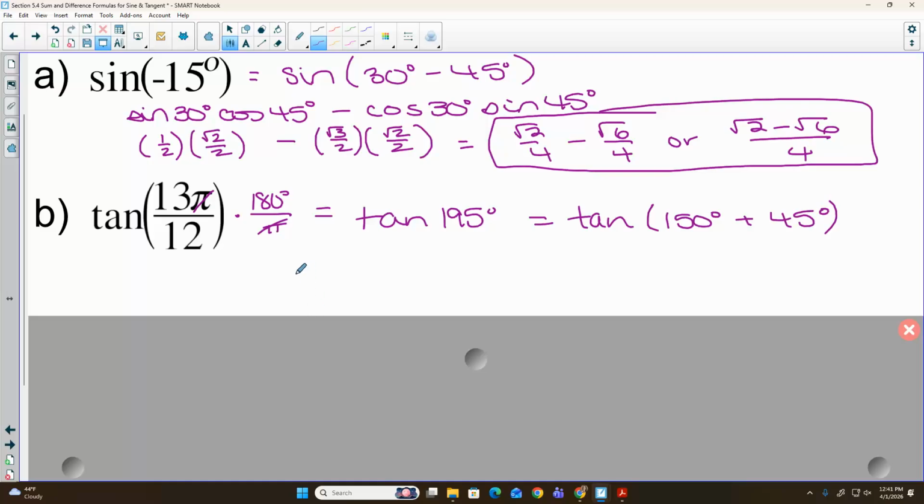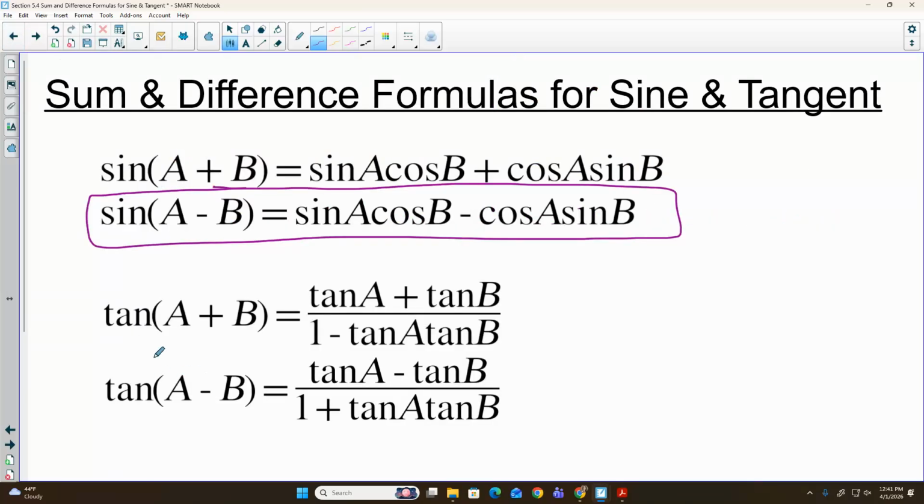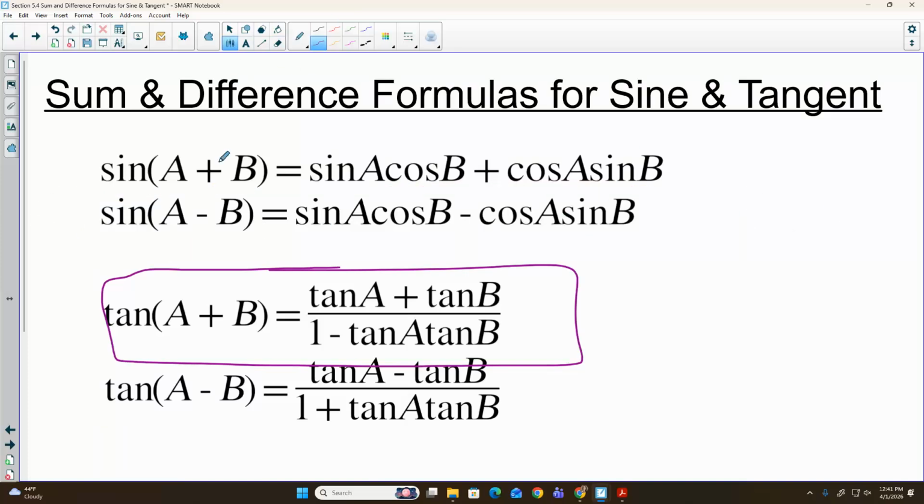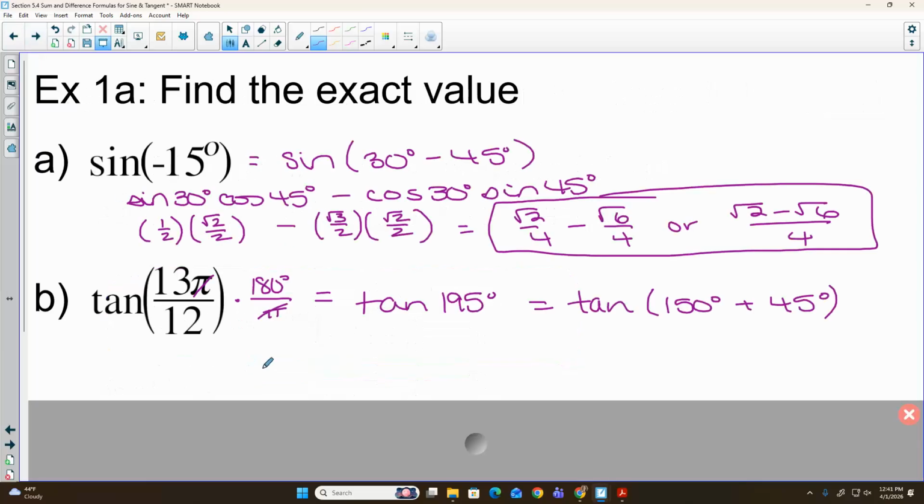All right. So now I'm looking at my tangent formula. I have a tangent of something plus something. So my tangent sum is where I'm looking. So that formula is tangent of the first plus tangent of the second over 1 minus tangent of the first, tangent of the second.